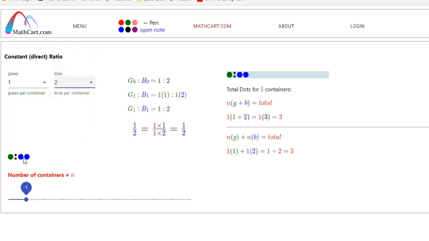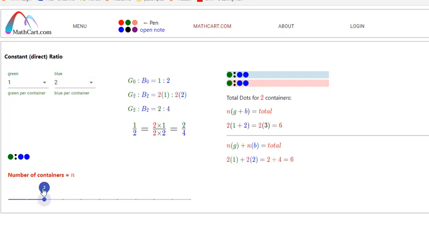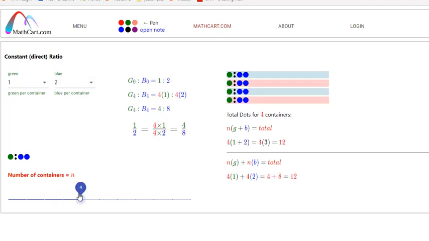So here I have 1 green and 2 blues. Okay? And here I have 1 container, but I can put in 2 containers or 3 containers or 4 containers. Okay? The only thing you have to remember is they're always going to be the same. If I put in another container, it's going to have the same amount of greens and the same amount of blues, the same ratio. You get it? The total is going to be different, yes.